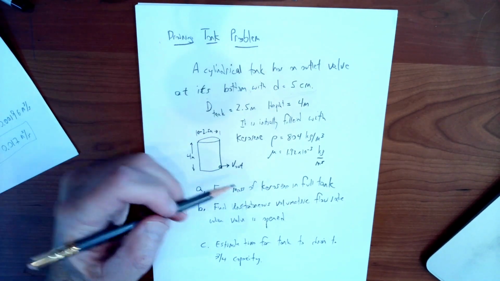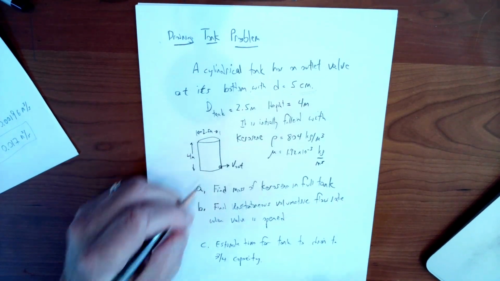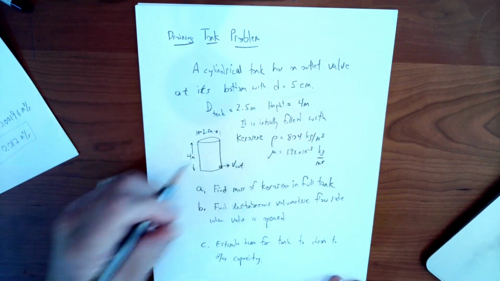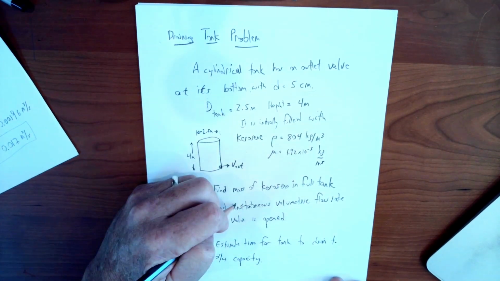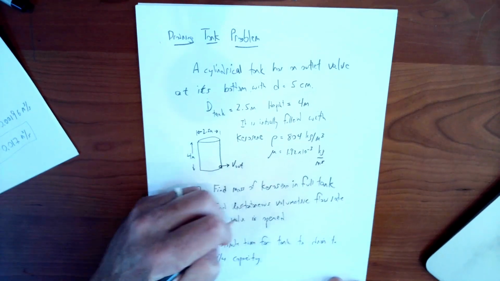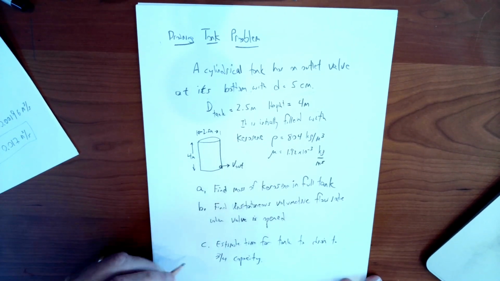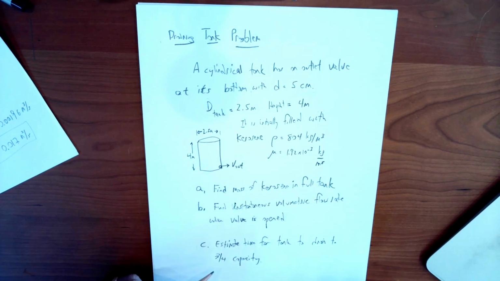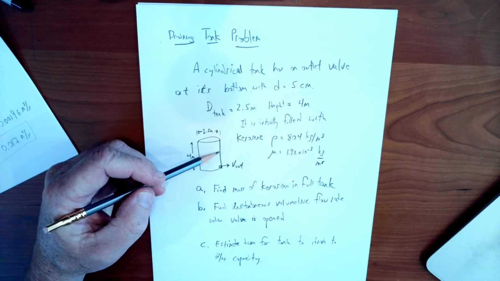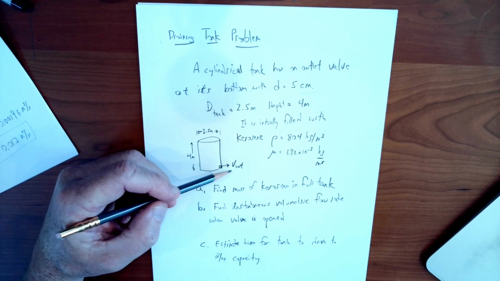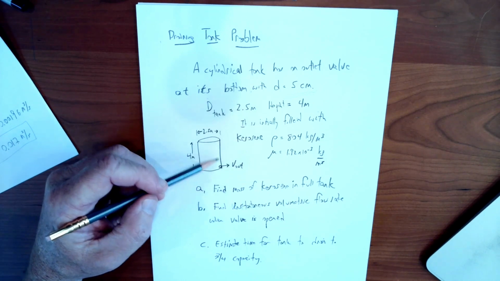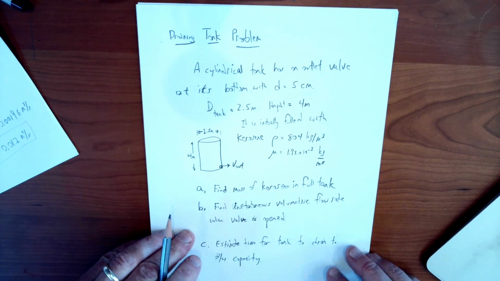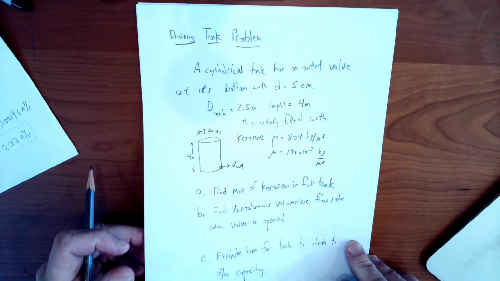So you're asked to find three different things, two of which are pretty easy and one of which is a little bit harder. You're supposed to find the mass of the kerosene in the full tank. That's extremely easy. You're asked to find the instantaneous volumetric flow rate when the valve is opened. That's also pretty easy. And then you're asked to estimate the time for the tank to drain to 3/4 capacity. And that's harder because as the tank drains, we'll see that the velocity with which the fluid comes out decreases, because the pressure at the bottom of the tank decreases as it becomes less and less full. All right, so let's go ahead and take these on one at a time.